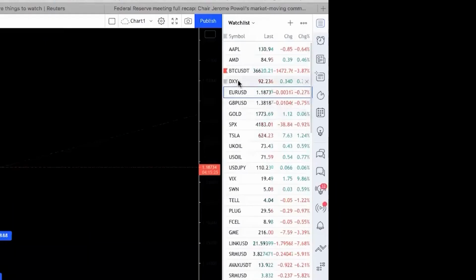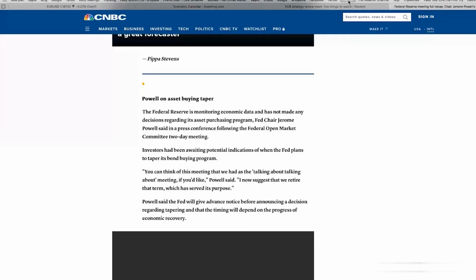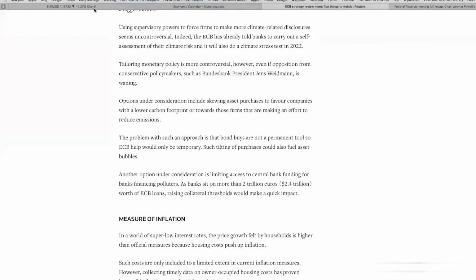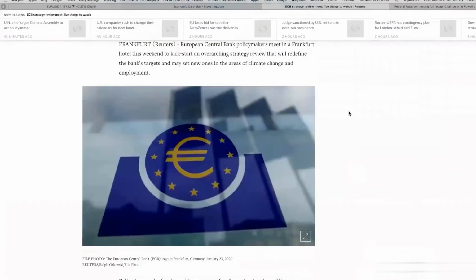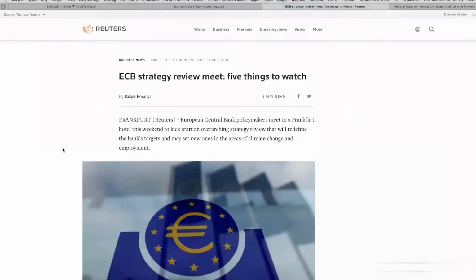I have the DXY here. DXY is up to 92. It was just below the 90s level before. And this is obviously impacting the euro dollar. So more weakness is coming from the dollar appreciating than the euro depreciating. 5 things to watch, that's from Reuters.